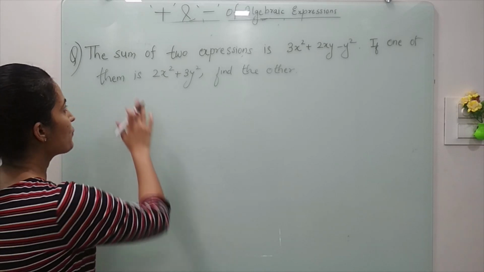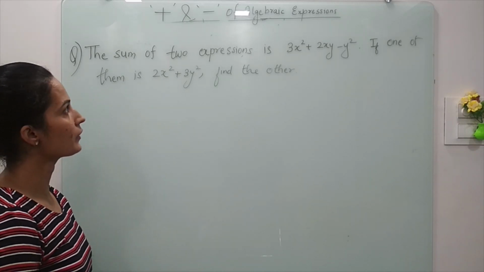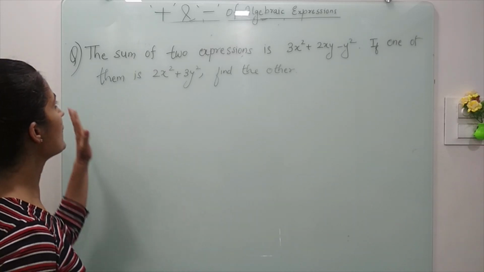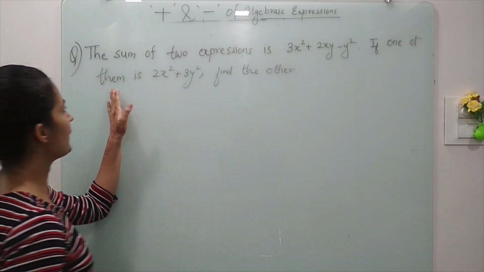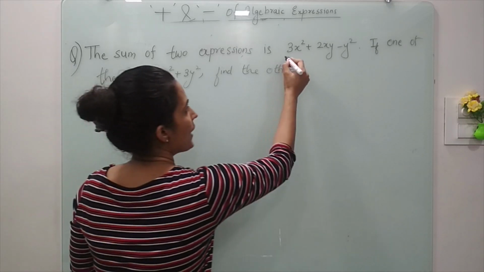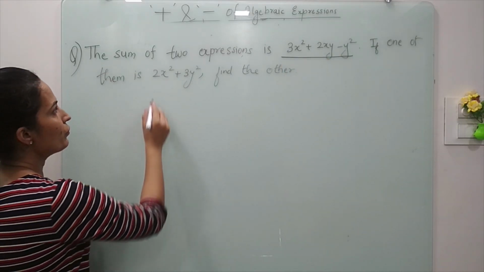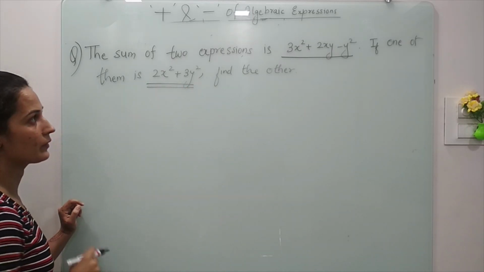Now we will try to solve this question, as we have already done the addition and subtraction of algebraic expressions. Let's see how we solve this question. The question says the sum of the two expressions is this. If one of them is this, then find the other one. So the addition of two expressions is this. Out of those two, one expression is already given. We have to find the other.